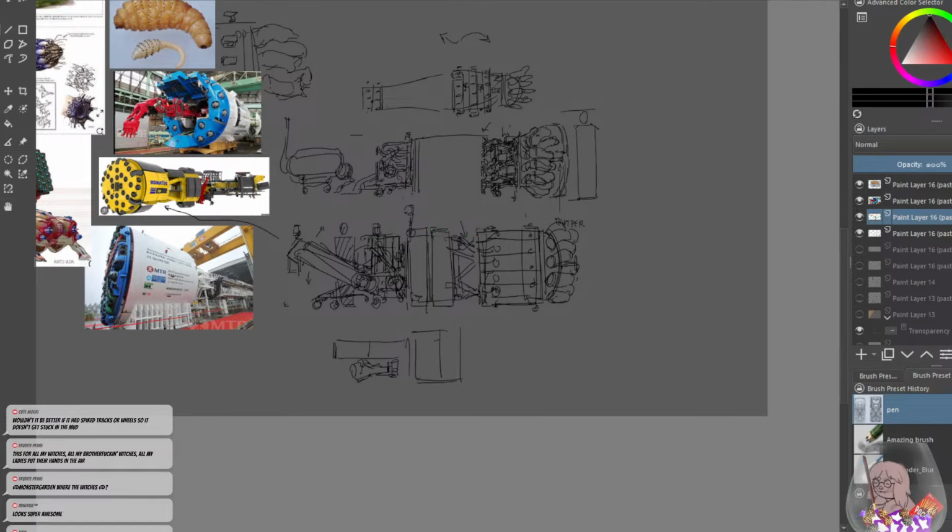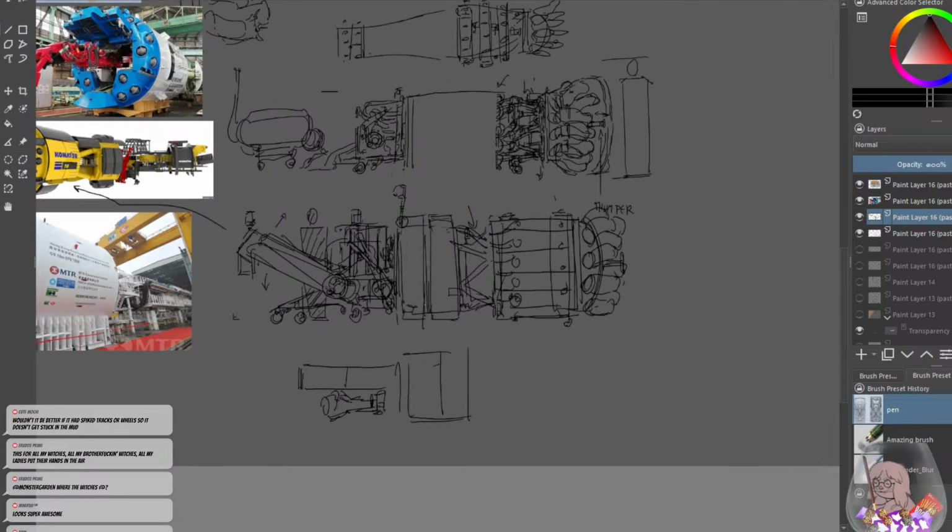Hmm. Let me think. Didn't get stuck in the mud. Well, yeah, it would be better, but it wouldn't be as cool. And that's literally the only excuse. There's so many things that could be done better. It's just that I like the idea of little botfly legs on the outside that make it look like a botfly, because that's just cool. Would wheels be better? Yes. Would tracks be better? Yes. But botfly legs can't help.